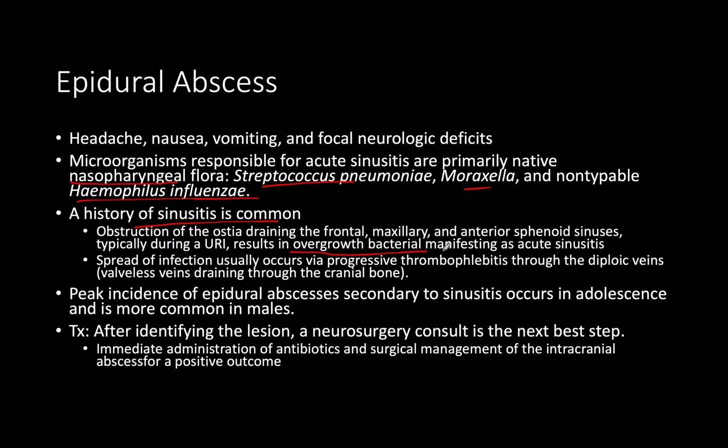Those bacteria now, instead of coming out, they can go up and start to break down the bone around the sinus and then go into the brain. Spread of this infection is usually going to occur via thrombophlebitis. And so all of those draining diploic veins that are in the cranial bone are going to be involved here. They're going to start to clot. The bacteria are going to grow upwards and continue to progress eventually to the dura. This is sort of a valveless system with those diploic veins, and so the bacteria are going to be able to continue progressing until they get to the dura.